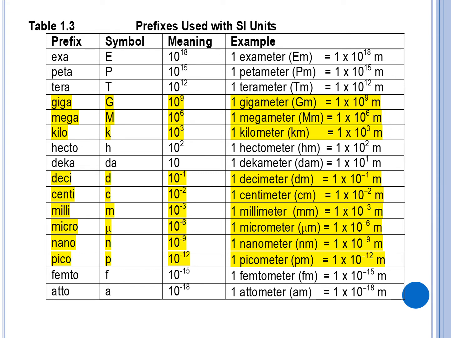Starting from deci, we have 10 to the power of minus 1, 10 minus 2 for centi, milli is 10 minus 3, and then micro is minus 6, nano minus 9, pico is minus 12. So you need to remember all these. Sometimes it's asked about femto and also atto as well.